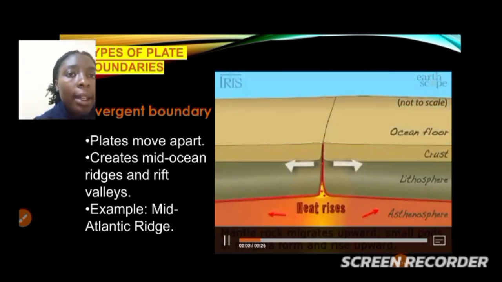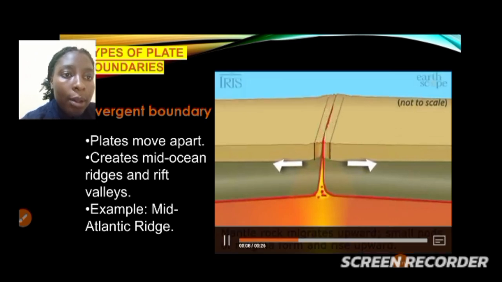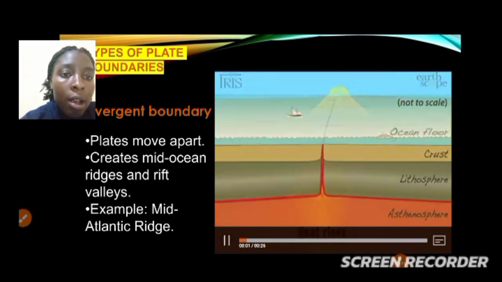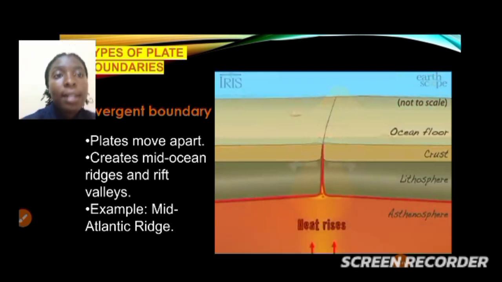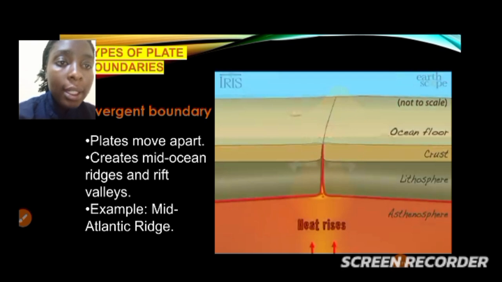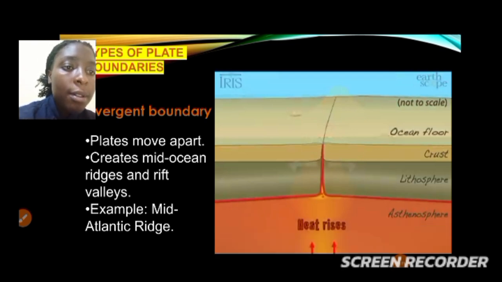Here with me, I carried a video that shows the types of plate boundaries. We have the convergent boundary, divergent boundary, and transform fault. Those are the three types of plate boundaries. We will start with the convergent boundary. With me, I carried a short video for it.